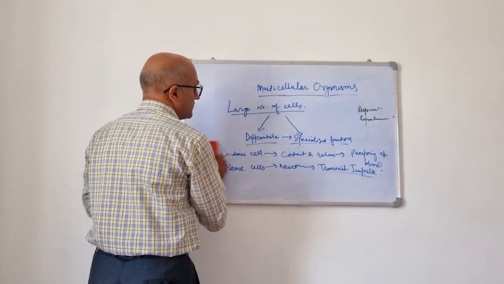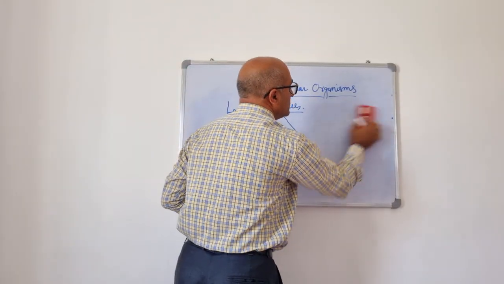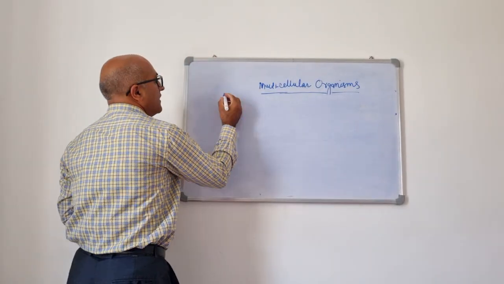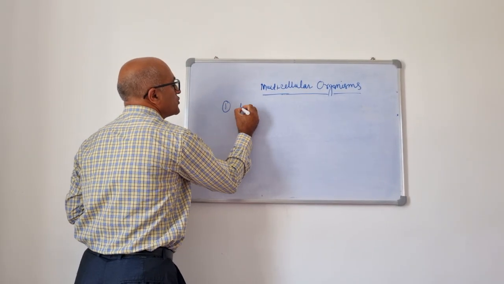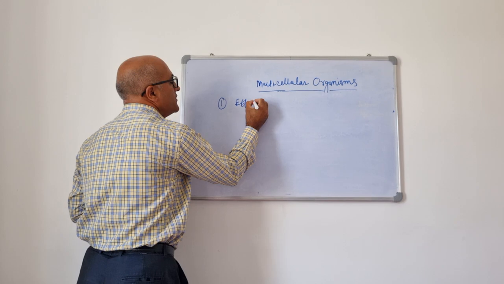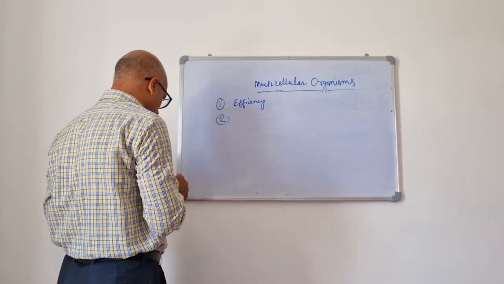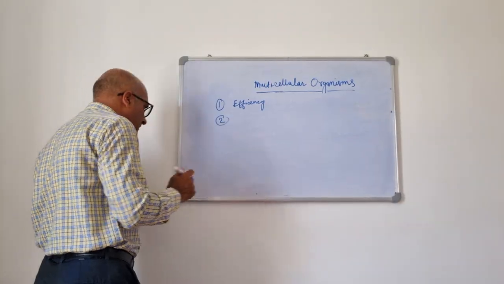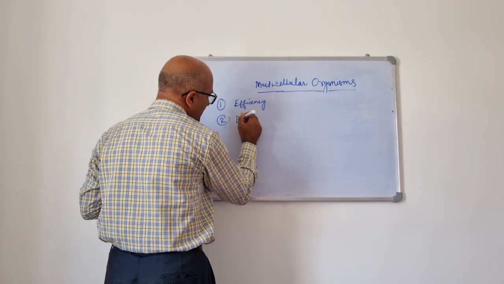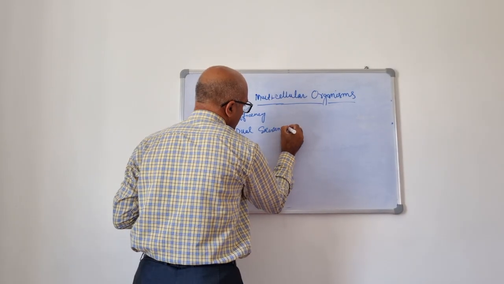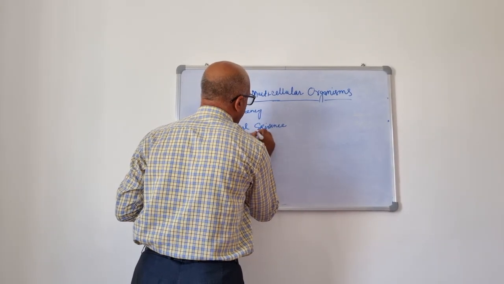So we understood it now that multicellular organisms show efficiency. Okay, they are efficient. Number two, these multicellular cells have dual existence. What does this dual existence mean?